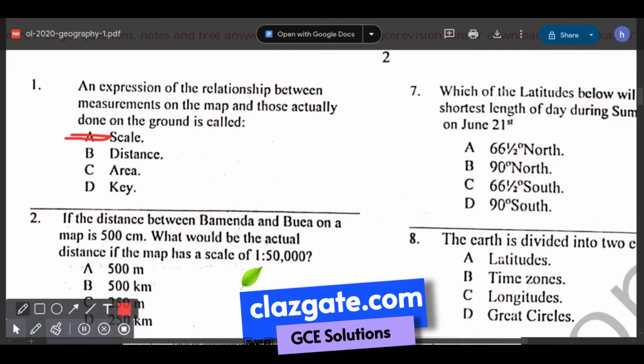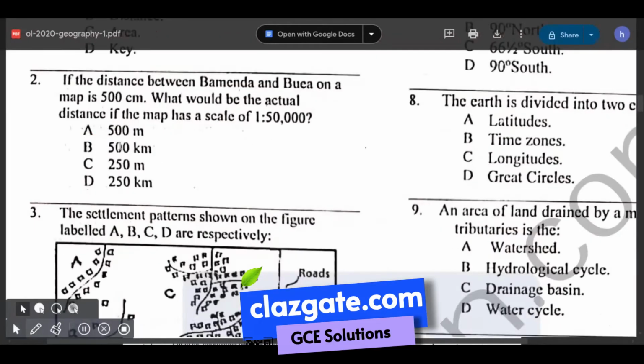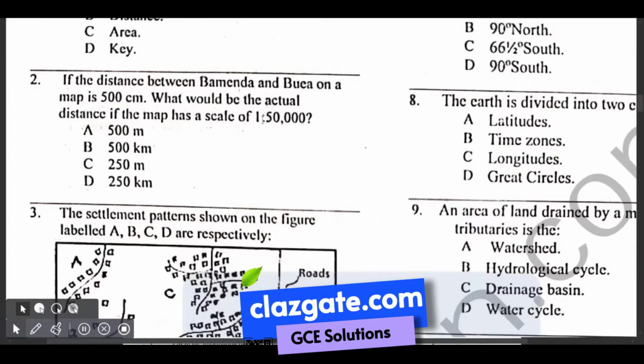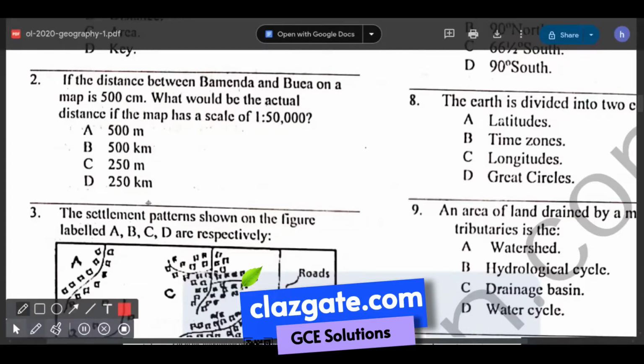Question number 2. If the distance between Bamenda and Boya on the map is 500 centimeters, what would be the actual distance if the map has a scale 1 to 50,000? Okay, so this means we have 1 centimeter on the map is 50,000 centimeters in real world.